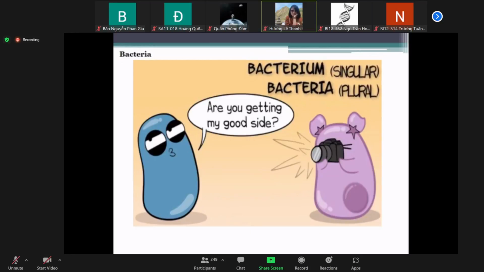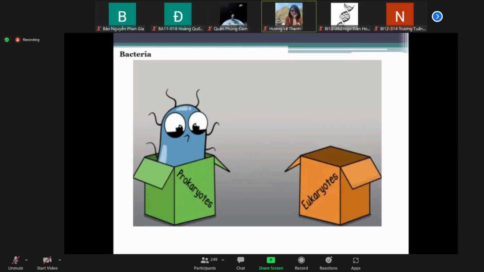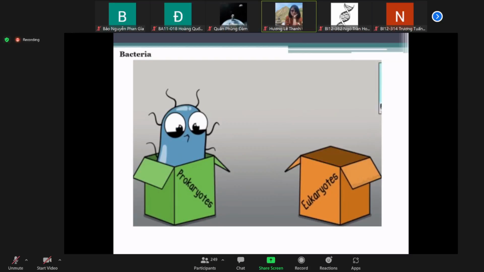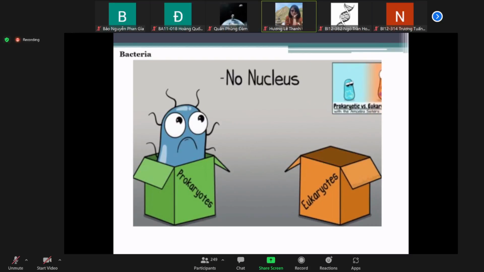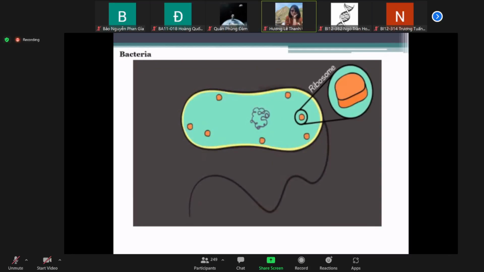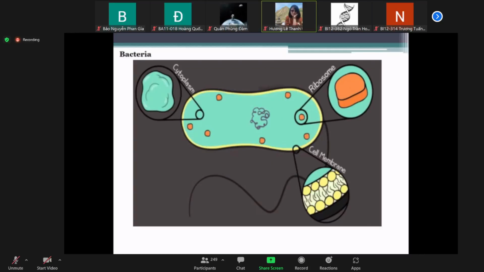Let's take a look at this bacterium here. Bacterium is just singular, while bacteria is plural. A bacterium is a prokaryotic cell, which are generally much smaller than eukaryotic cells, like our cells. If you recall from our video, that means bacteria do not have a nucleus or other membrane-bound organelles, but you will find ribosomes, cytoplasm, a cell membrane, and nearly all bacteria have a cell wall.